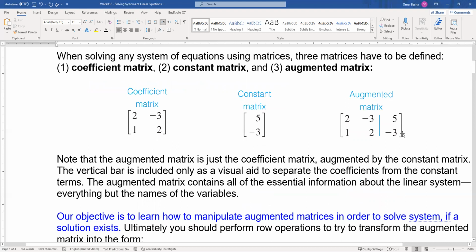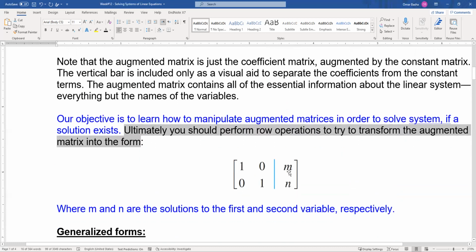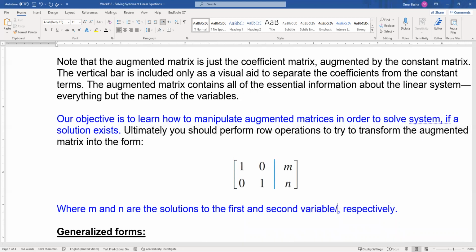But basically, once you set up your augmented matrix, you need to manipulate it to be able to find the solutions. And ultimately, the manipulation should transform your augmented matrix into this form where I have 1, 0, 0, 1 is equal to m, n, where m and n are the solutions to your first and second variable or equation, right? It's the same thing.